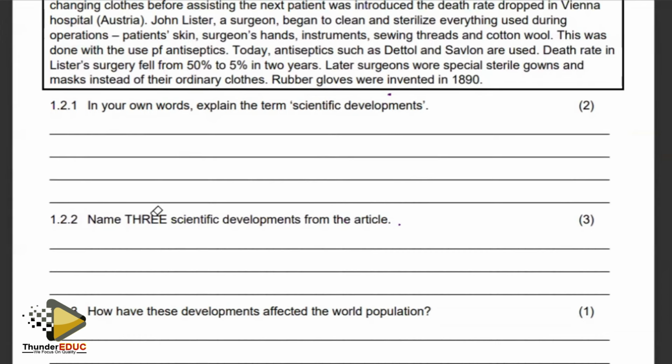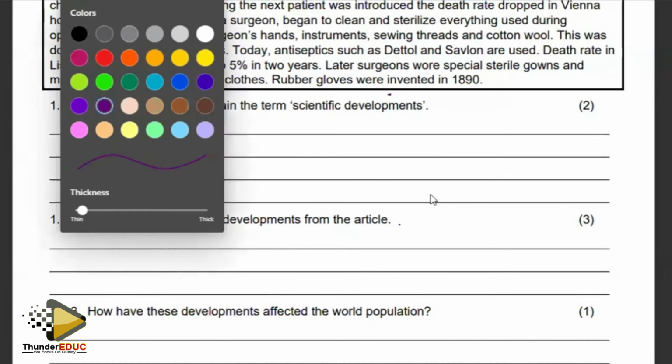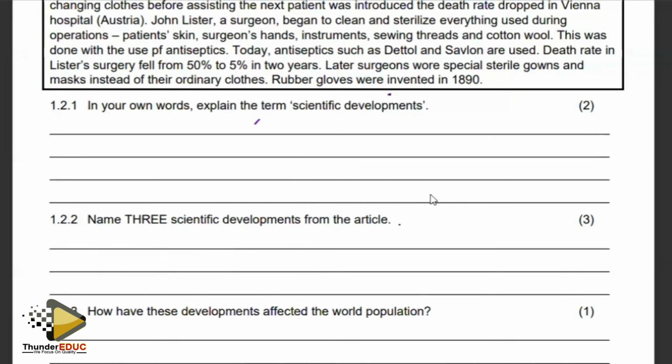So in your own words, you explain what is scientific development. You can describe scientific developments. These are new ways that scientists have developed to make our lives better. That is how you can describe it.